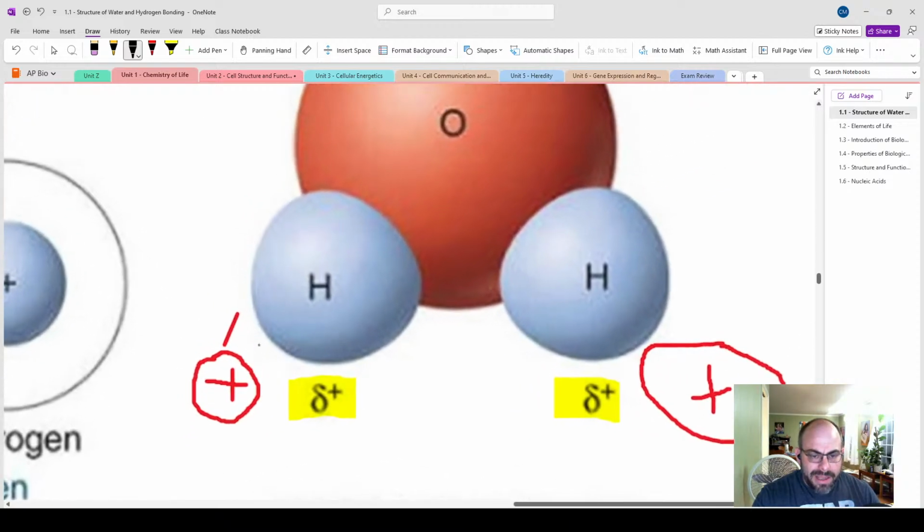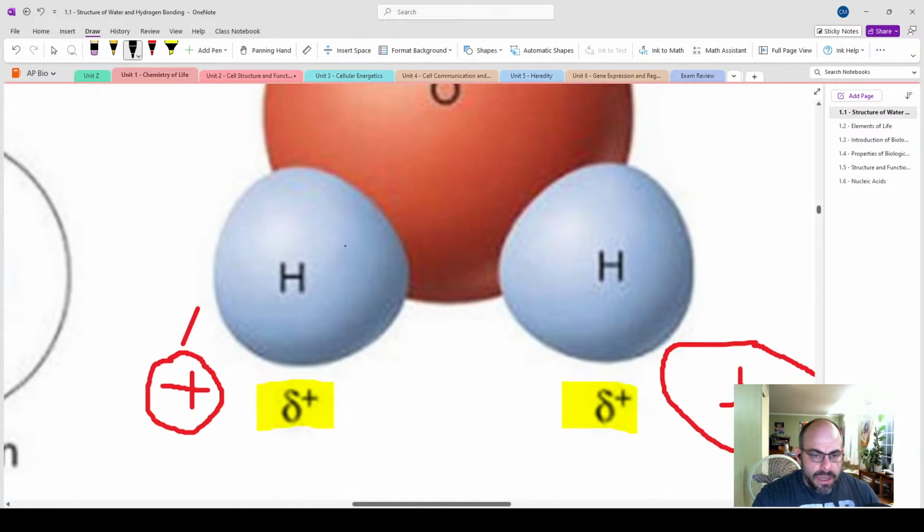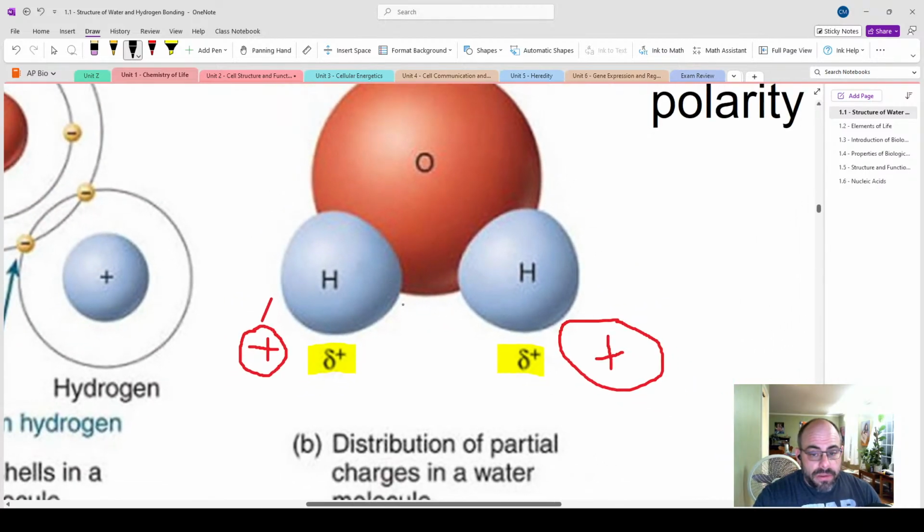And so what does that then expose down here? Well, if hydrogen loses its electron, what is left? Just a proton, right? And so what charge does a proton have? It's positive. And so that is the only thing that's left. And that's kind of a way of thinking about it.